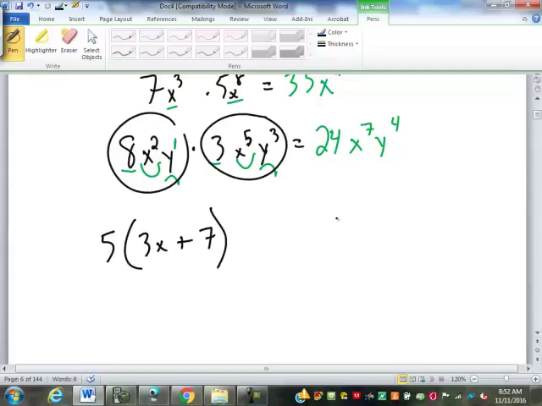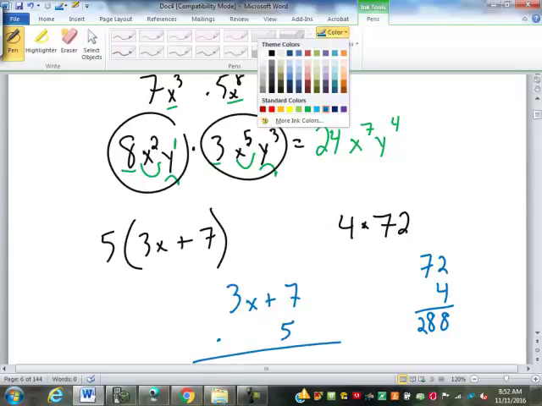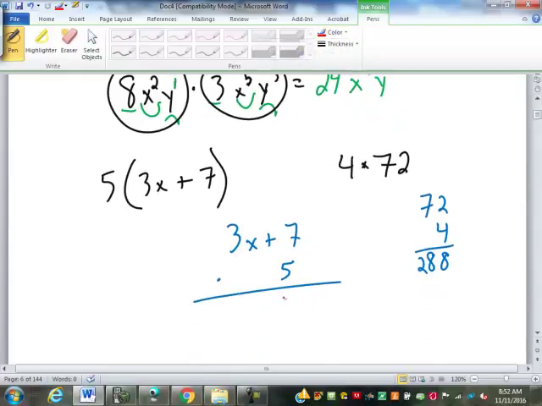This is no different than taking like 4 times 72. What would we do here? Well, we would set this up. 72 times 4. 4 times 2 is 8. 4 times 7 is 28. Carry the 2, right? Looks familiar, right? We do the exact same thing over here. 3x plus 7 times 5. 5 times 7 is a positive 35. 5 times 3x is 15x. It multiplies out exactly like our whole numbers do.